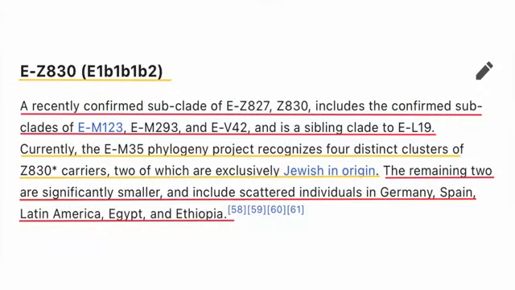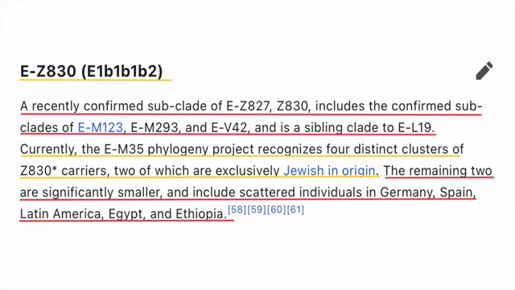A recently confirmed subclade of E-Z827, Z830, includes the confirmed subclades of E-M123, E-M293, and E-V42, and is a sibling clade to E-L19.